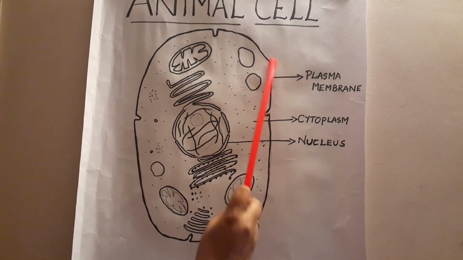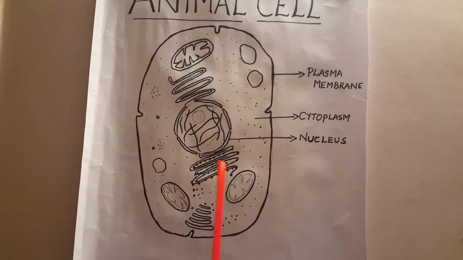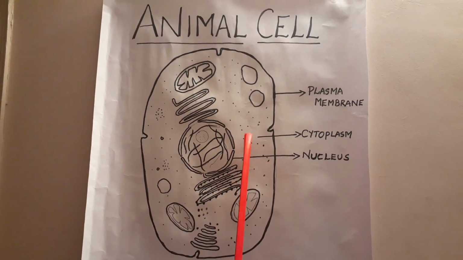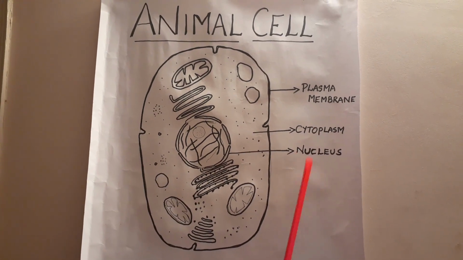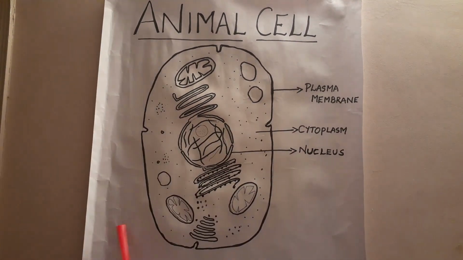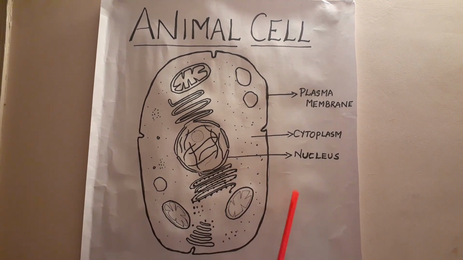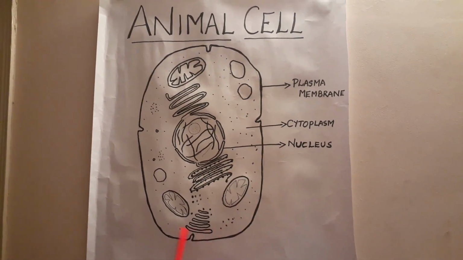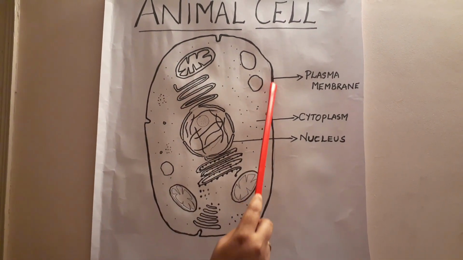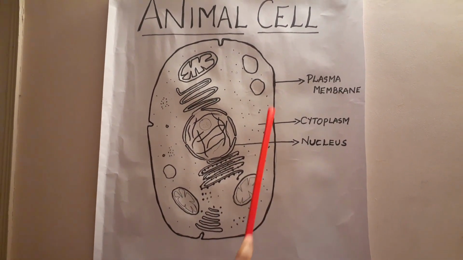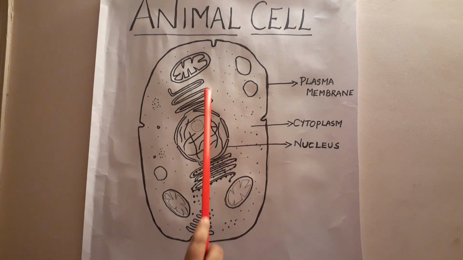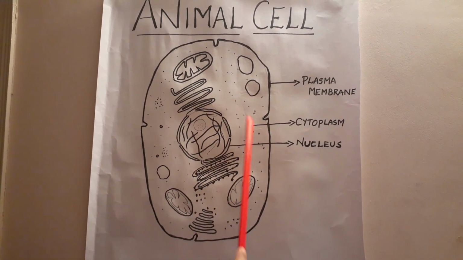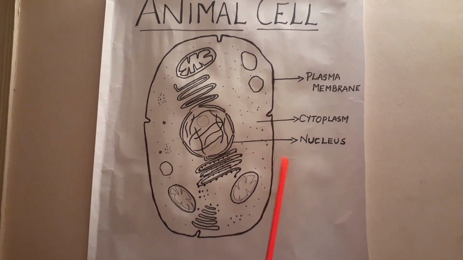It forms an outer covering which separates the inner content from the outer environment. So if two cells are there, one cell is separated from the other by the plasma membrane. Okay, this is the first. It is like a boundary-like structure which separates the inner things from the external environment.